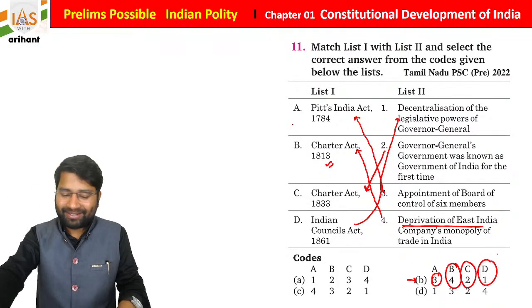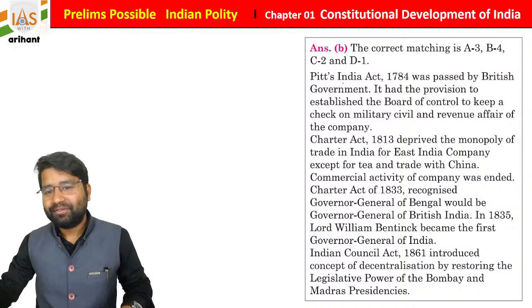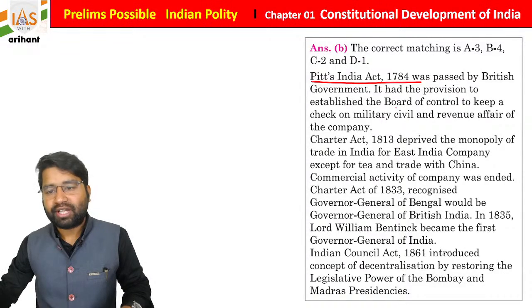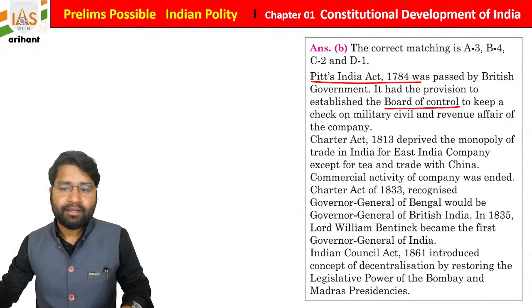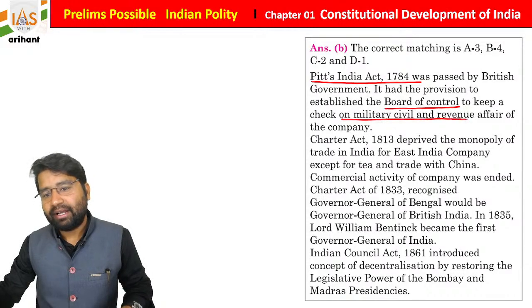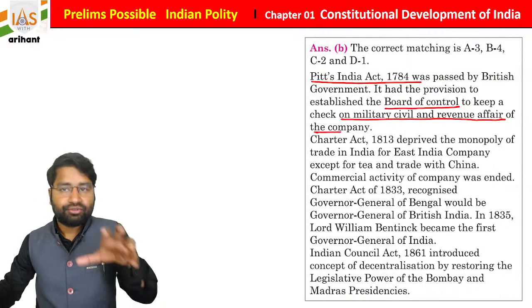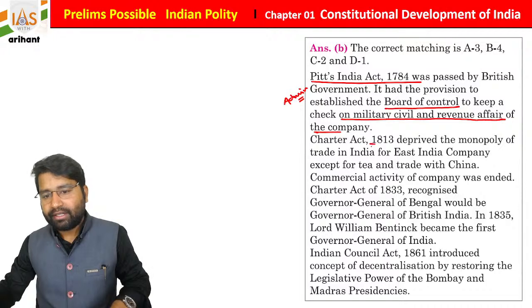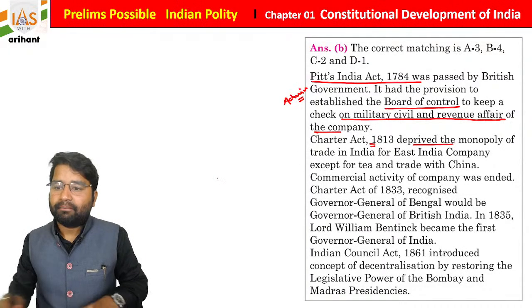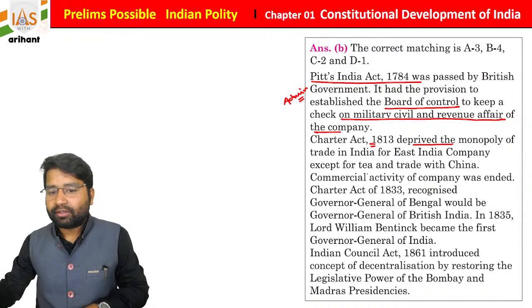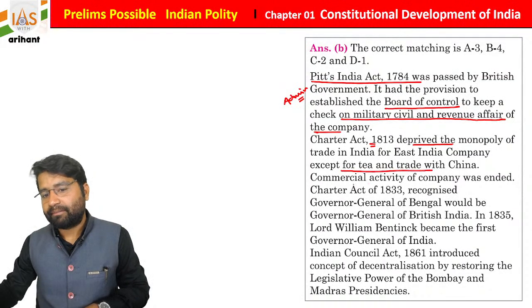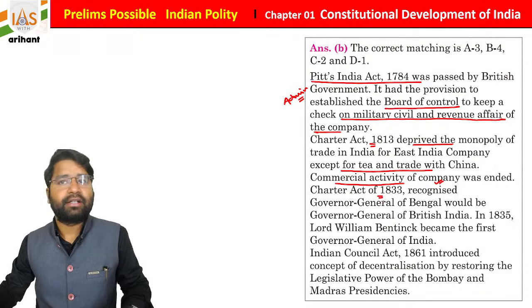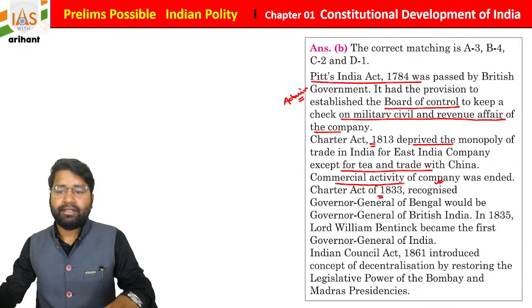Now let's see the explanation, how beautifully it is mentioned here. Pitt's India Act 1784 was passed by the British government. It had the provision to establish the Board of Control to keep a check on military, civil and revenue affairs of the company. So now there are more administrative functions here. The Charter Act 1813 deprived the East India Company of its monopoly of trade in India except for tea and trade with China. The commercial activity of the company, the monopoly, was ended by 1813.